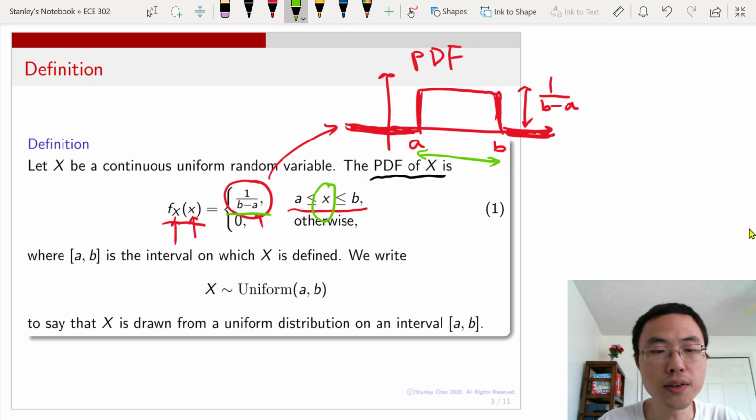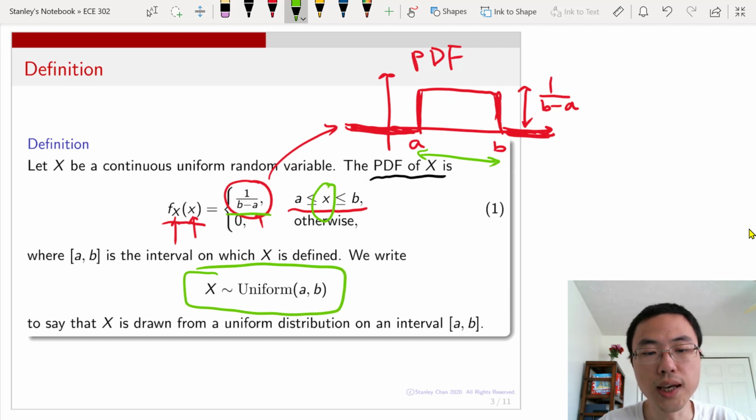If you define the random variable X as this, you can also use this notation, X with a little snake, to say that it is coming from a uniform distribution on this range of A and B. Now, this uniform random variable, as you can see, is specified by two parameters, A and B. A is the starting point and B is the end point.